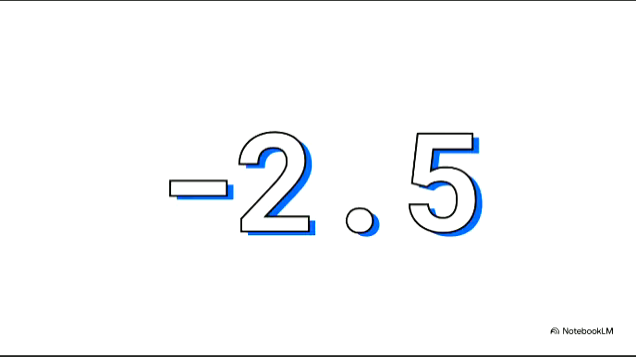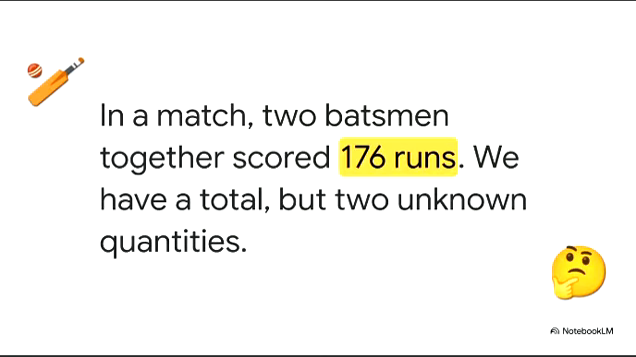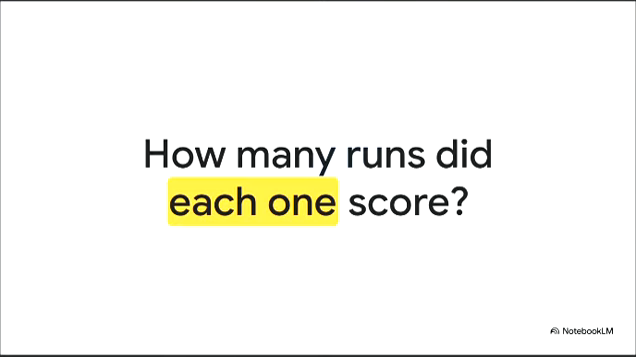But you know, not all problems in life are that straightforward. Which brings us to the complication. What happens when having just one unknown isn't enough to solve the problem? Okay, picture this. You're watching a cricket match. Two batsmen together have scored 176 runs. We know the grand total, but we have two big unknowns. What did the first guy score, and what did the second guy score? And that is the million-dollar question, right? Did one score 100 and the other 76? Could be, or maybe 50 and 126, or 1 and 175. See the problem? If we only had one variable to work with, we'd be totally stuck. We need more tools in our toolkit.